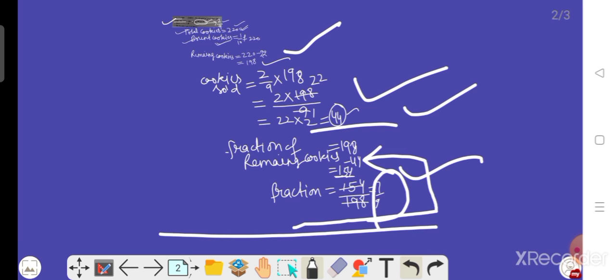So at the last, what is the answer? 44 is the answer of A part, and 7 by 9 is the answer of B part. So this is the solution of your question number 7th, beta.